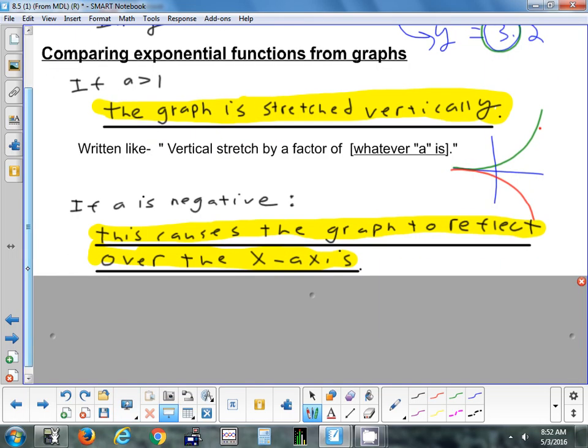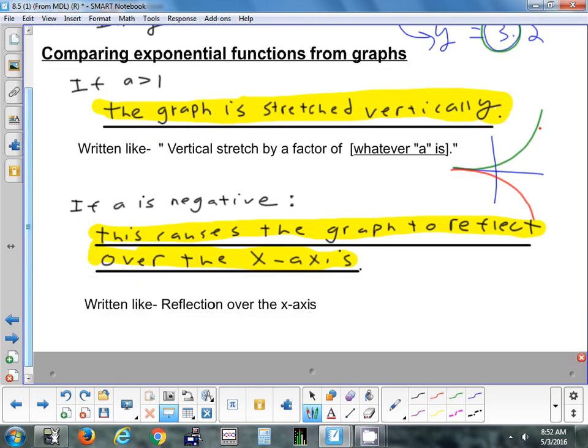Okay. And the way that you would say this one is if A is negative, okay, so if you had something like this versus something like this, actually let's make it even simpler. Y equals 2 to the x, y equals negative 2 to the x, and I asked you to describe these two graphs, we would say the second one is a reflection of the first one. A reflection over the x-axis, okay, because of that negative.